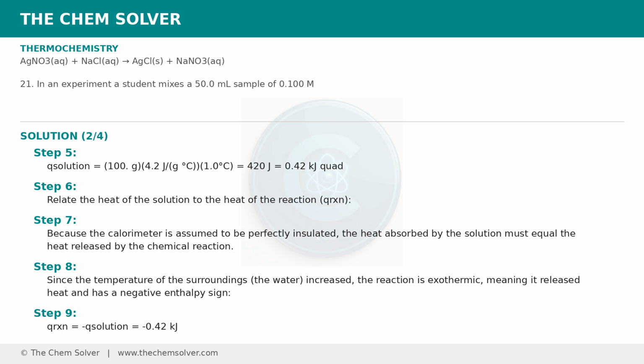Relate the heat of the solution to the heat of the reaction, Q RXN. Because the calorimeter is assumed to be perfectly insulated, the heat absorbed by the solution must equal the heat released by the chemical reaction. Since the temperature of the surroundings, the water, increased, the reaction is exothermic, meaning it released heat and has a negative enthalpy sign. Q RXN equals minus Q solution, equals minus 0.42 kilojoules.